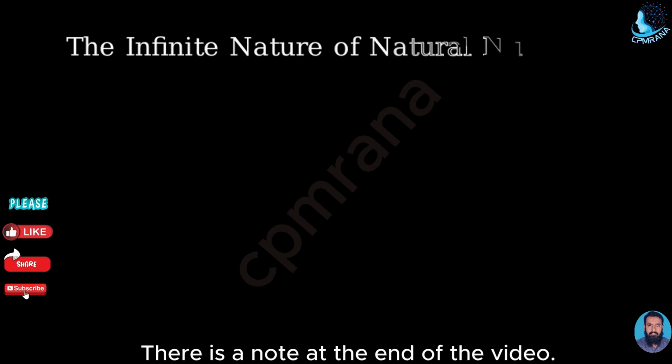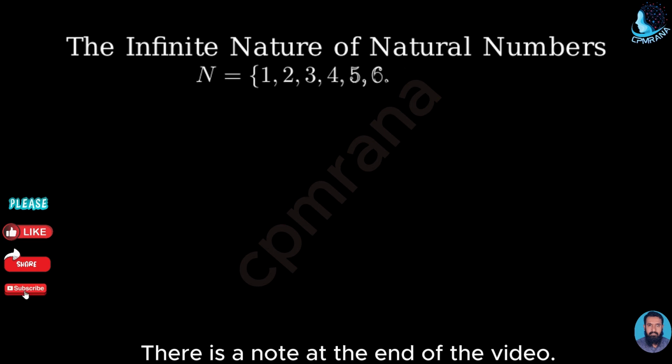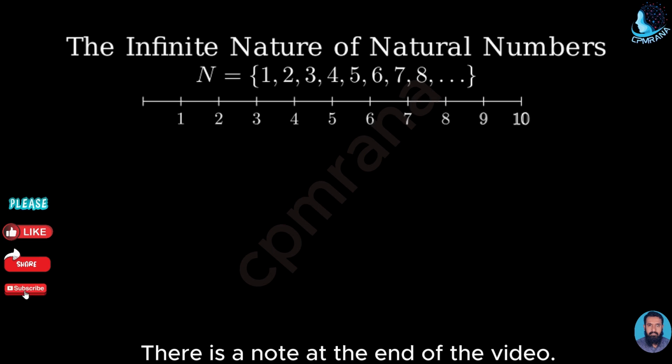Today, we're going to prove that the set of natural numbers is infinite using set theory and some intuitive examples. Let's start by defining the set of natural numbers, which we denote with the letter N. Natural numbers are the counting numbers 1, 2, 3, 4, and so on.